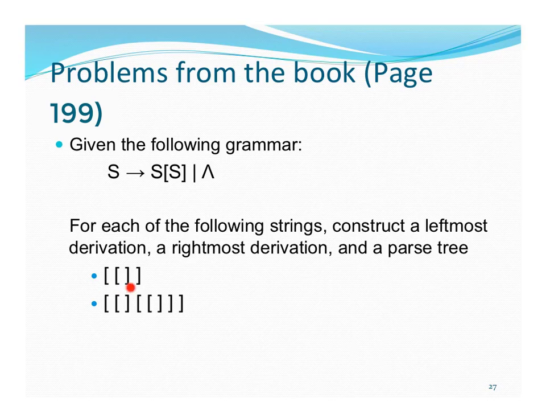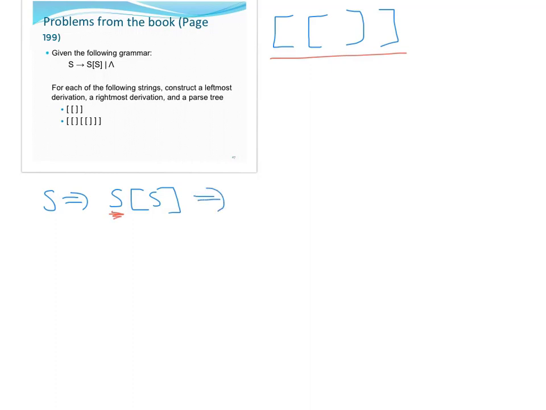Okay, so let's do this first one first. Let's do a leftmost derivation for this. Well, we've got S. We don't have much choice for the first step. That goes like that. And then the first thing we need to do is expand the leftmost non-terminal, which is this guy. And since we have nested square brackets here, that guy is just going to go to lambda.